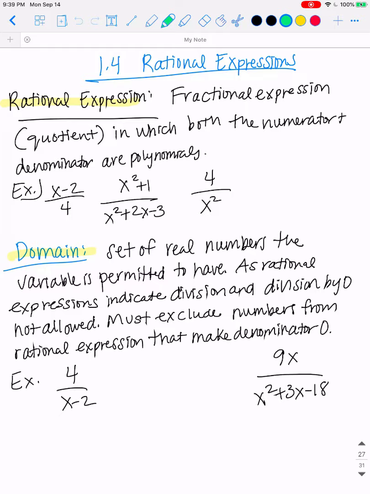So with rational expressions, we are often concerned about the domain. The domain is the set of real numbers that the variable is permitted to have. As a rational expression indicates division, and division by zero is not allowed, there are some numbers that we cannot plug into x or whatever the variable is, because that will make the denominator 0. So for example, we have 4 over x minus 2 and 9x over x squared plus 3x minus 18. Go ahead and think about those and think, what can't I plug into the bottom that will make the denominator equal 0?